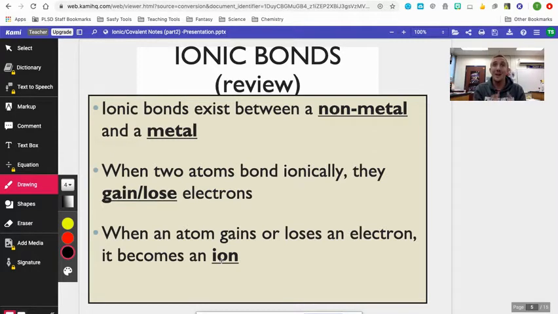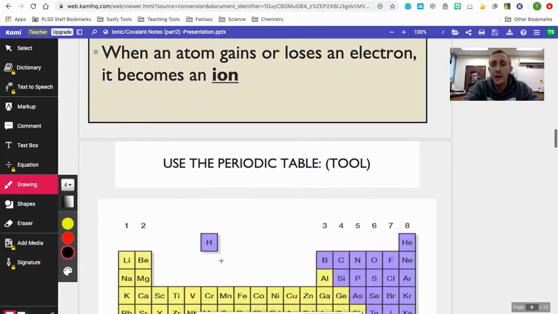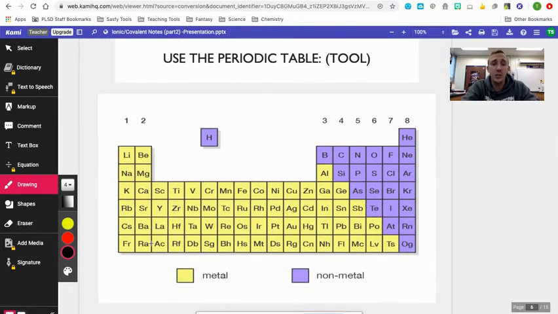When an atom loses an electron, it becomes positive because it's losing a negative particle. When it gains an electron, it becomes negative because it's gaining a negative particle. So those atoms will be attracted due to their charge when they gain or lose electrons. Once again, we use the periodic table as a tool. And if you haven't colored your periodic table, please do so because this will make your life so easy.